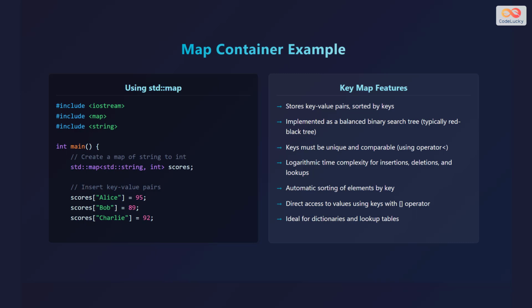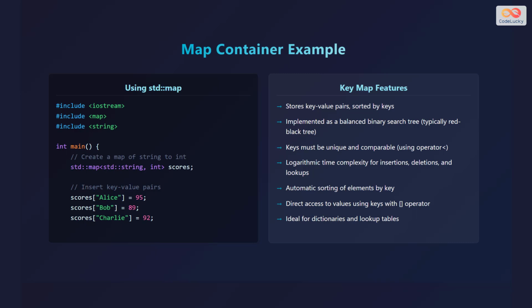Key value pairs are inserted into the map using the square bracket operator. The keys are the names Alice, Bob, and Charlie, and the corresponding values are their scores: 95, 89, and 92. The code then accesses Bob's score using scores at key Bob and prints it to the console.